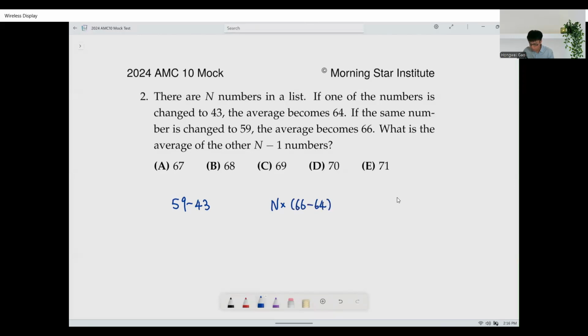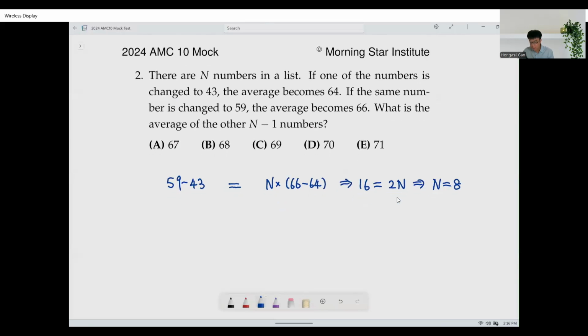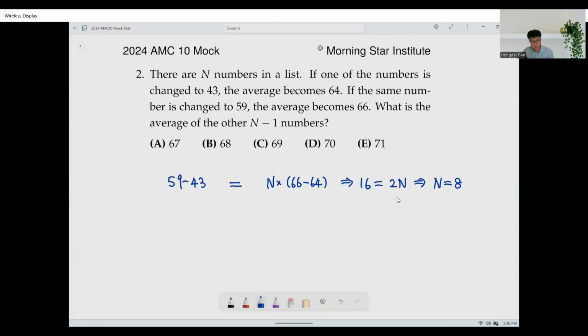We should have this equation. 59 minus 43 equals n times (66 minus 64). So this implies 16 equals 2n, which implies n equals 8. So there are 8 numbers. Now let's find the average of the other n-1 numbers.